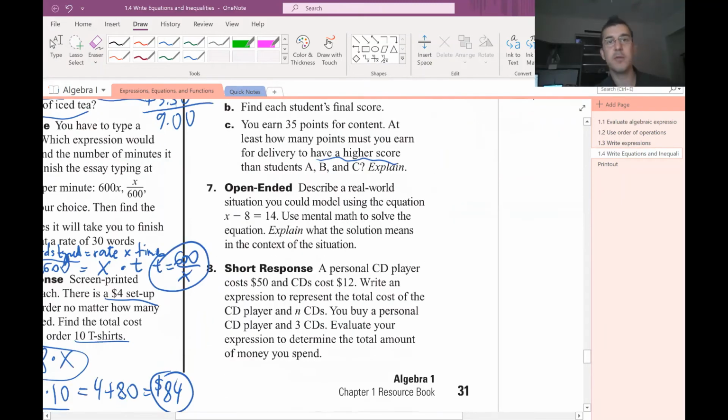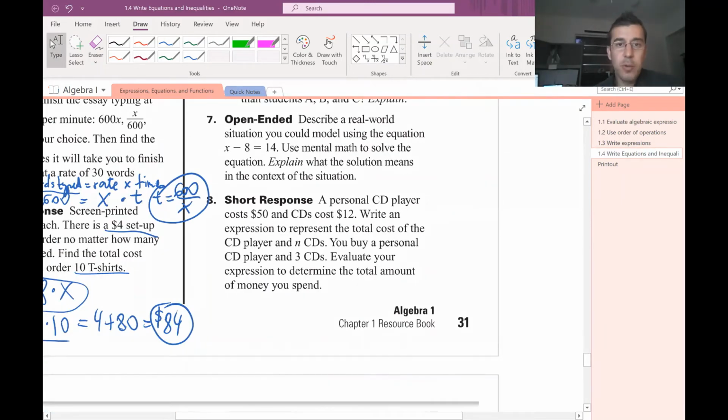Number 7, open-ended. Describe a real-world situation you could model using the equation x minus 8 equals 14. Use mental math to solve the equation. Explain what the solution means in the context of the situation. You have, let's say, dollars. Let's say you have a certain amount of dollars and you owe somebody $8, and then you end up with $14. So how much money did you have at the very beginning? So that's something like that.